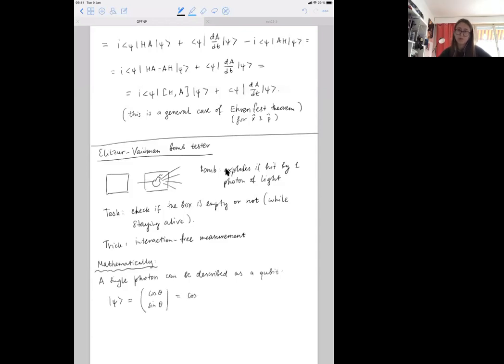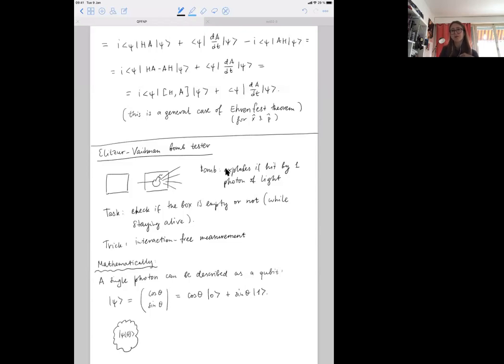So as a vector, we can write it just as (cos θ, sin θ), and we can write cos θ |0⟩ + sin θ |1⟩. Okay, and then we can look at the photon, and we can assign a certain meaning to these 0 and 1 states. So physically, what the 0 and 1 states mean is that they correspond to two orthogonal polarizations of the photon.